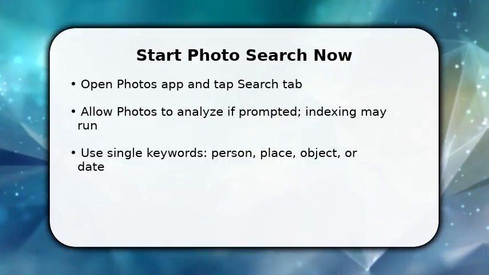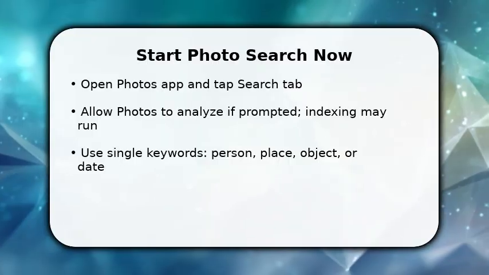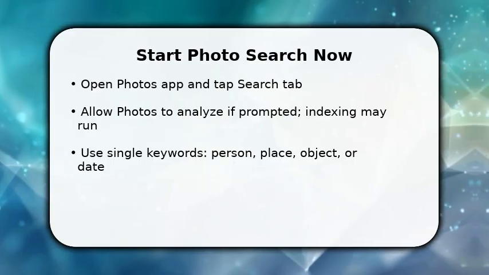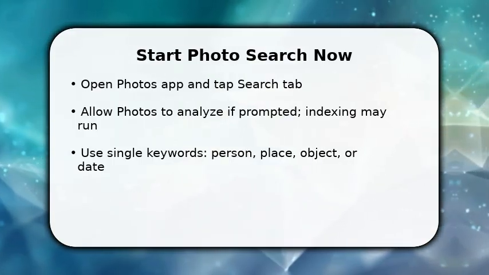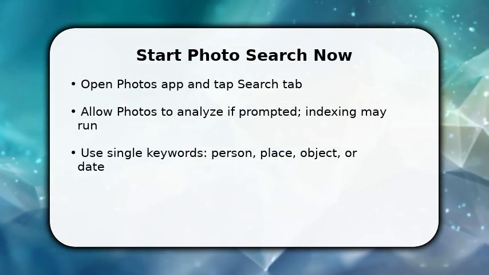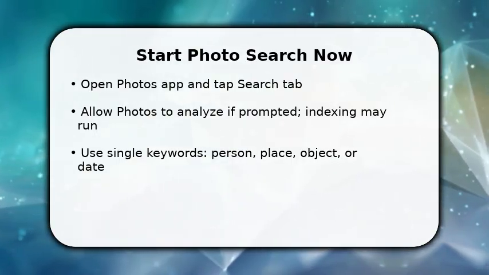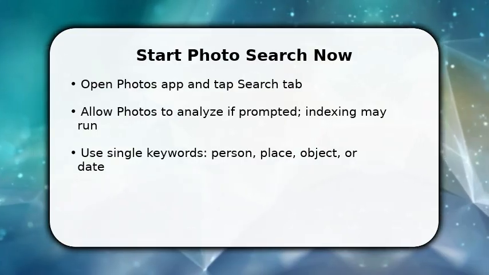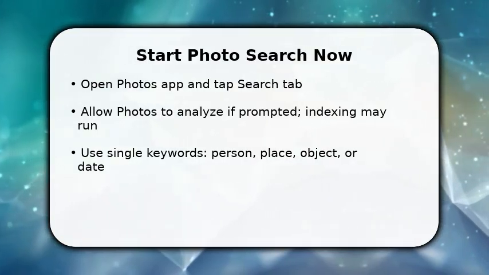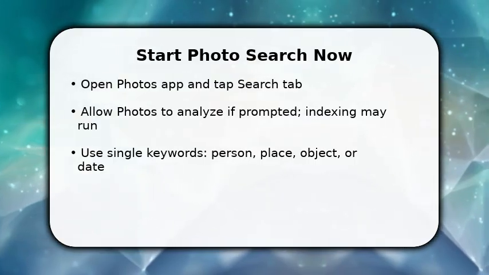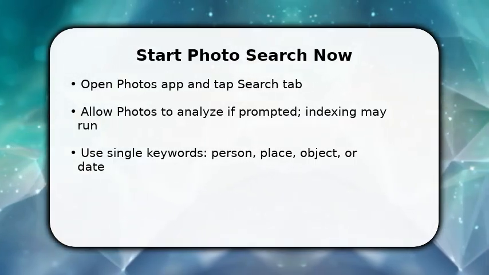You're ready to find a photo. Open Photos and tap Search. If iOS asks to analyze or optimize, allow it so results improve over time. Type a clear keyword like a person's name, a city, or an object such as beach. Once done, glance at suggested categories and faces that appear under the search bar. You'll save time by starting with one precise term rather than many. This helps Photos return focused matches quickly.